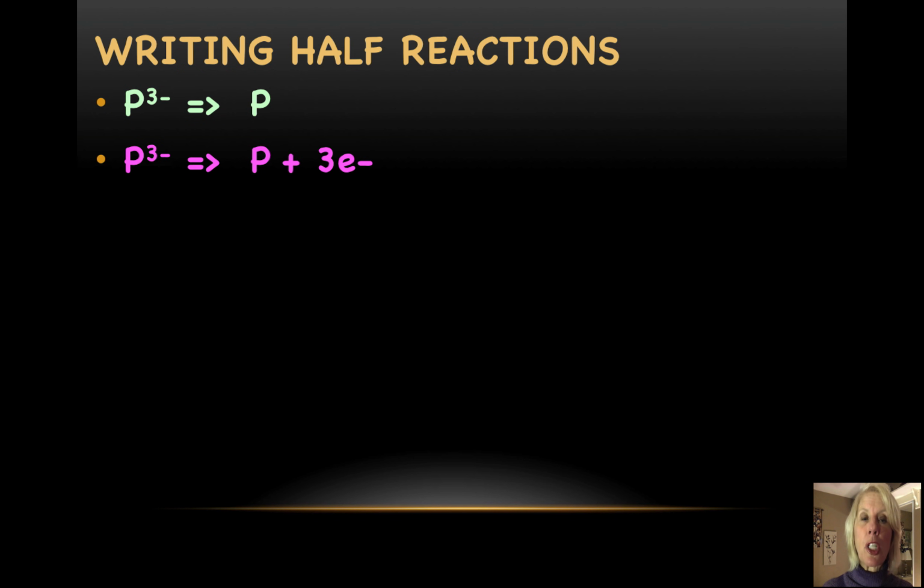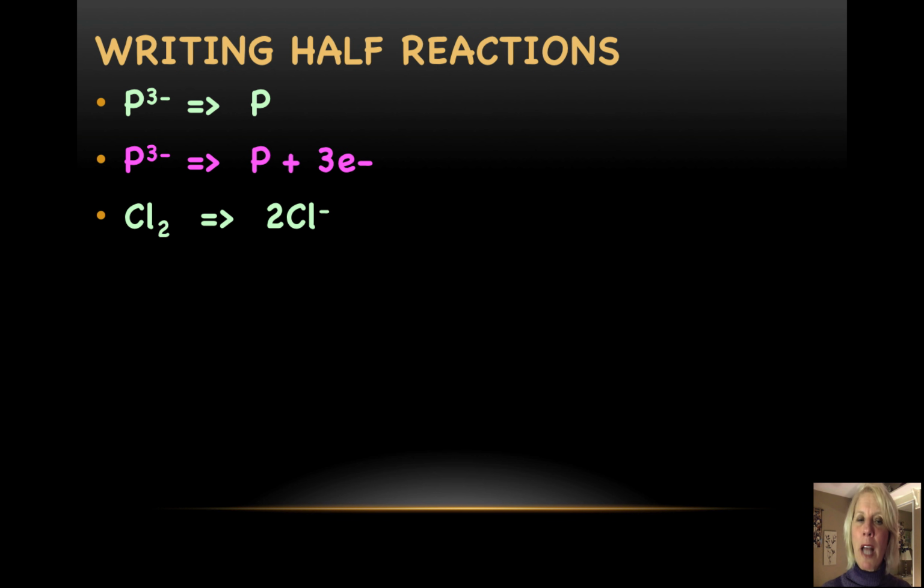That means it's going to look like this. Notice that the charge balances out. We have a total charge of 3 negative on the left side of the arrow, and we have a charge of -3 on the right side of the arrow. If you had put those 3 electrons on the left side, we would have had a charge of -6 on the left and 0 on the right. That would not have been correct.